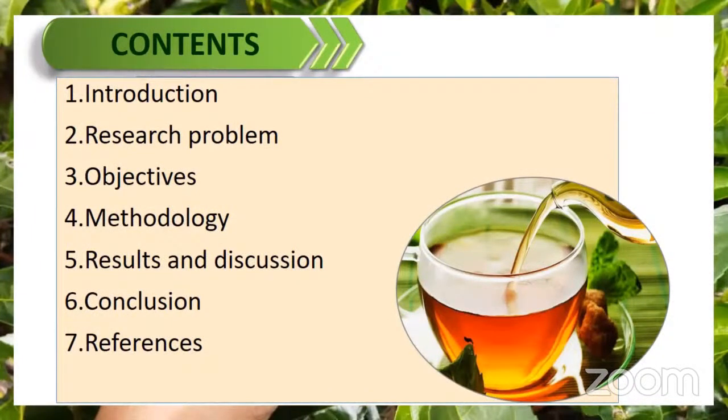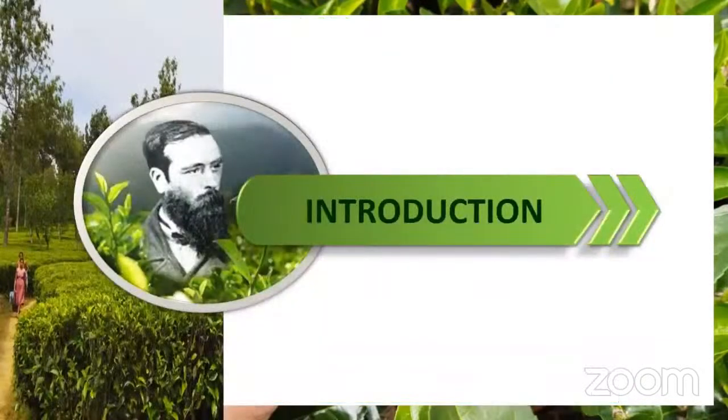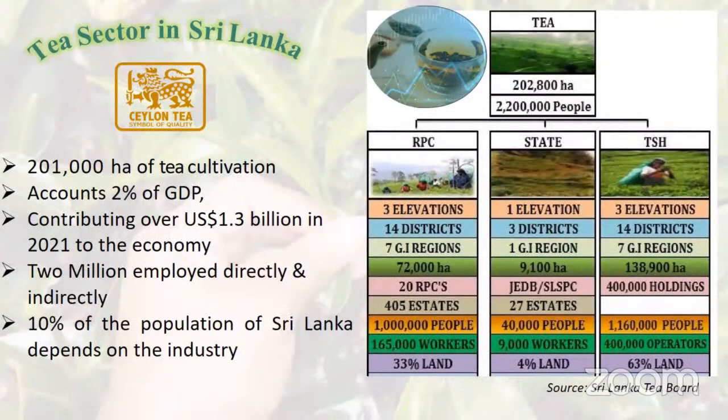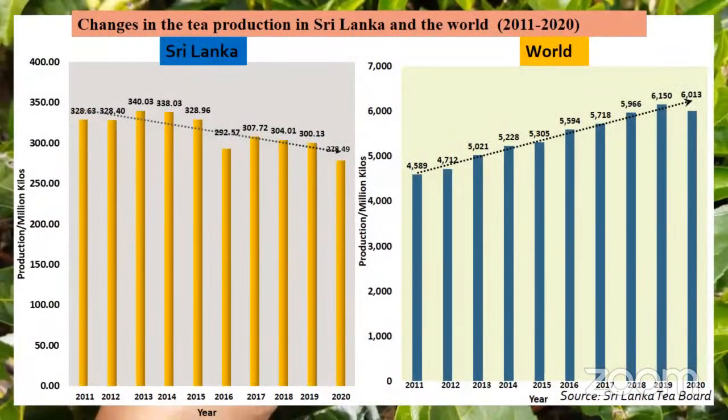This is the outline of the study. Moving on to the introduction, let's see some important statistics like the tea cultivation extent and the people employed in the Sri Lankan tea sector. When it comes to the economics of tea, it is a key contributor to the Sri Lankan economy in terms of foreign exchange earnings, employment and food supply. The Sri Lankan tea industry performed with lower yields and higher cost of production, showing a downward trend in Sri Lankan tea production, even though the world tea production has an upward trend.